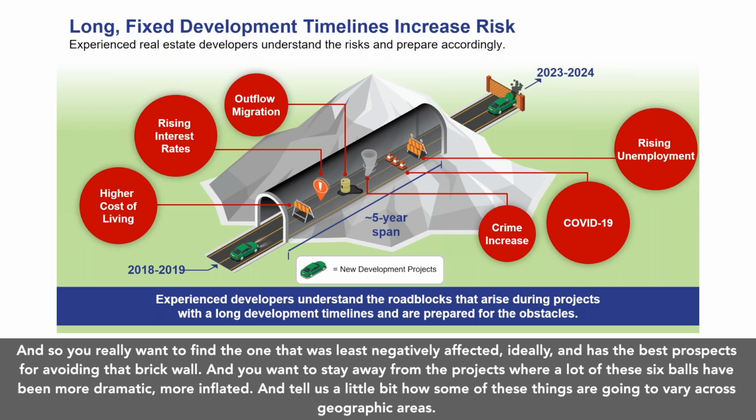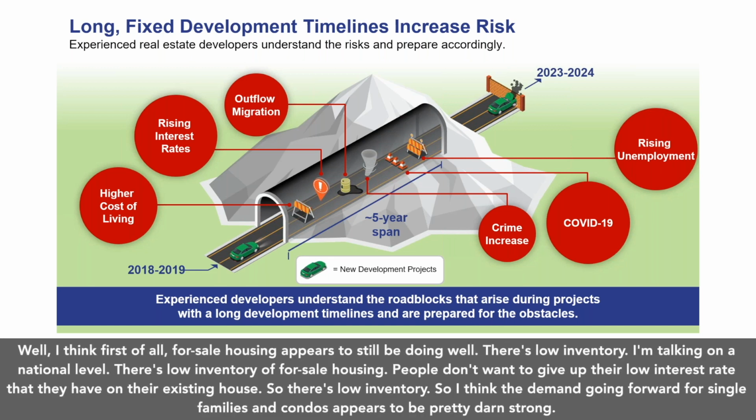And tell us a little bit how some of these things are going to vary across geographic areas. Well, I think first of all, for sale housing appears to still be doing well. There's low inventory. I'm talking on a national level. There's low inventory of for sale housing. People don't want to give up the low interest rate that they have on their existing house.